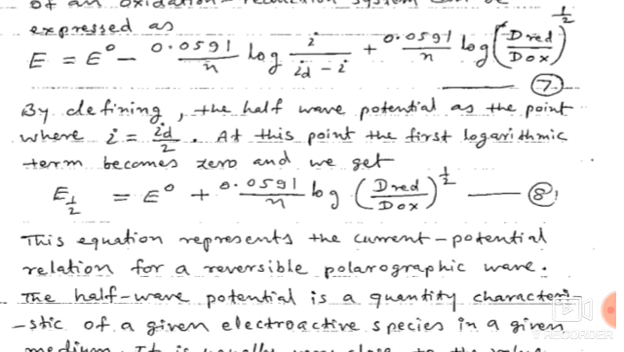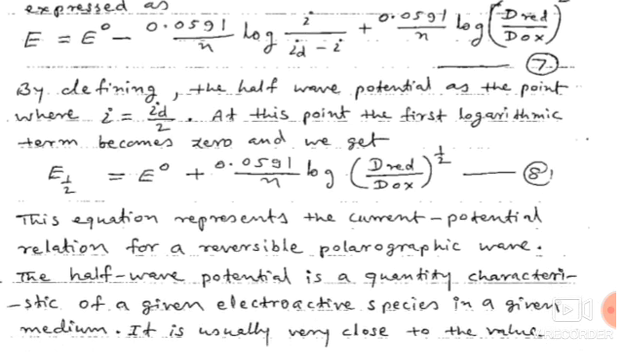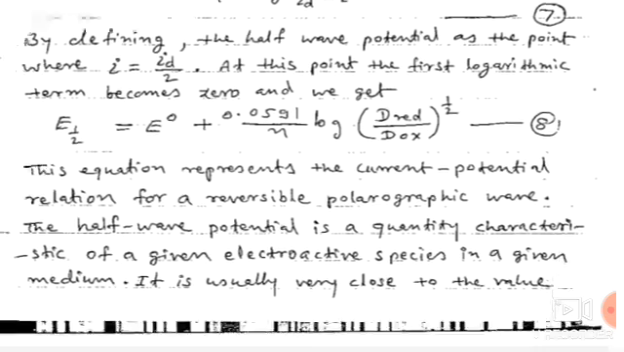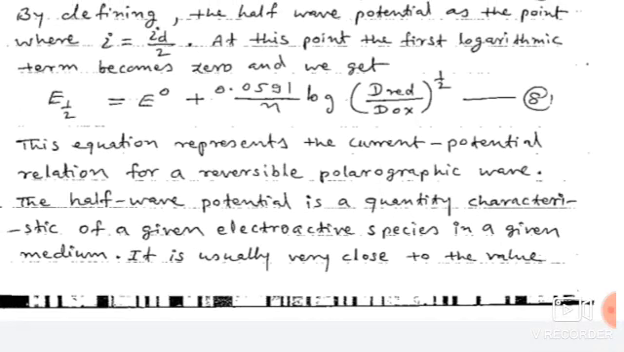By defining the half wave potential as the point where i is equal to i_d upon 2, at this point the first logarithmic term becomes 0, and we get E half is equal to E naught plus 0.0591 divided by n log of (D reduction divided by D oxidation) to the power half. This is equation number 8. This equation represents the current potential relationship for the reversible polarographic wave.